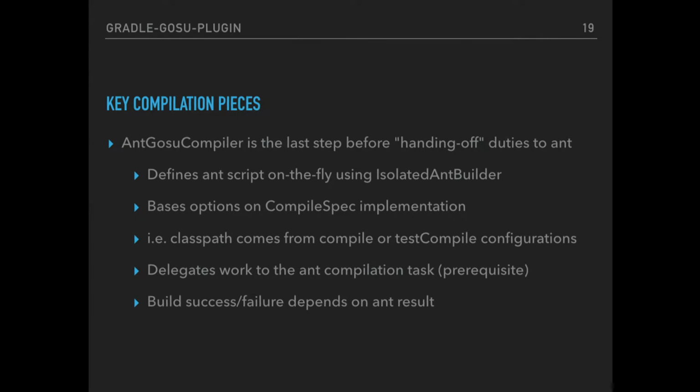Based on the success or failure received, the return value received from Ant, that's what the compiler is going to report to its owning task, whether it's compile Java or compile Gosu or whatever.